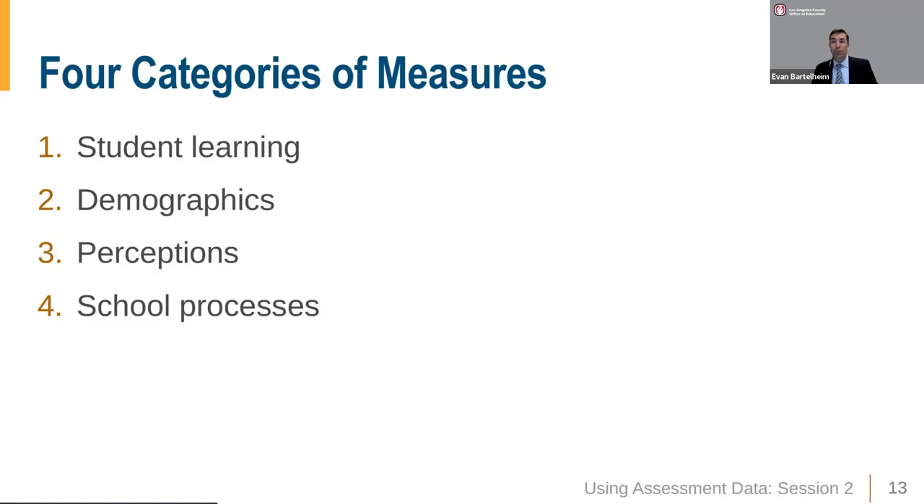The final category is school processes, and these reflect what schools are doing to get the results they're getting. So these processes can include specific programs you're implementing, instructional strategies, classroom practices.